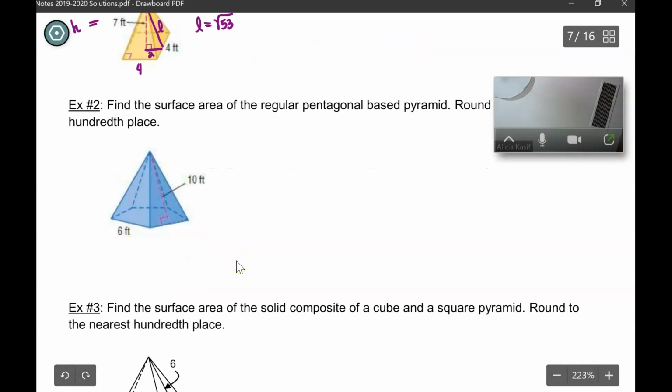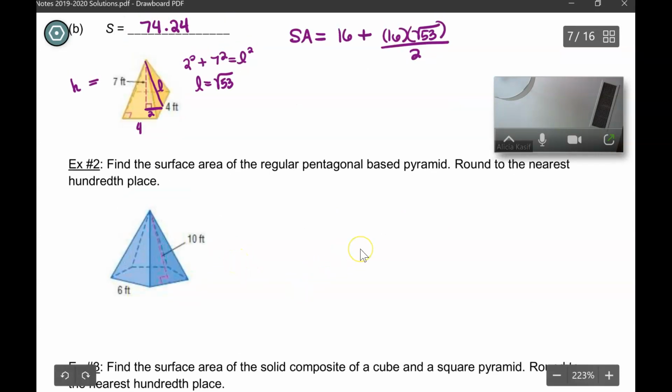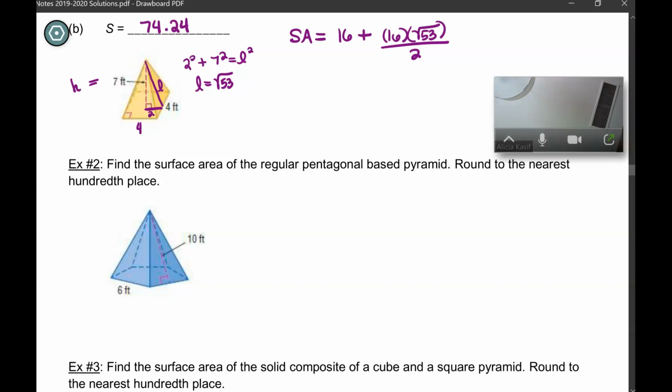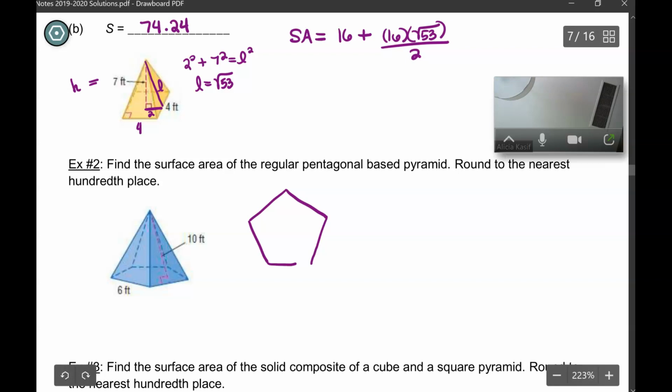Okay, next one. Find the surface area of the regular pentagonal based pyramid, round to the nearest hundredth place. Okay, so if you recall in the last lesson, sometimes if you have a regular polygon, it's helpful to just draw the base if you need more space or need to visualize that. So with a pentagon, we're going to have to do perimeter times apothem divided by 2.